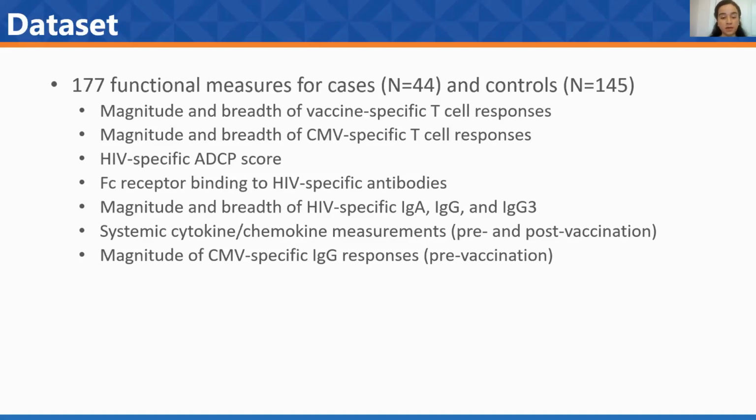So it was the systemic cytokine or chemokine measurements that were received pre and post vaccination, and the magnitude of CMV-specific IgG responses, which was pre-vaccination. All of the others, where it is not specified when they were gotten, are post-vaccination functional immune measures.